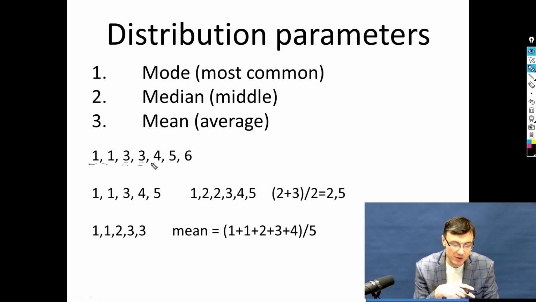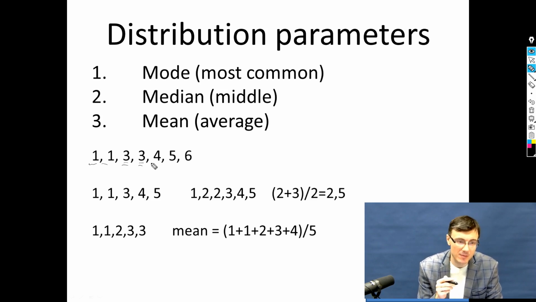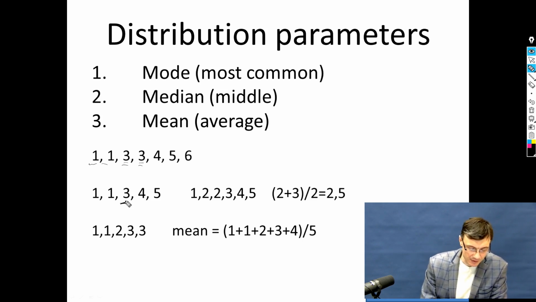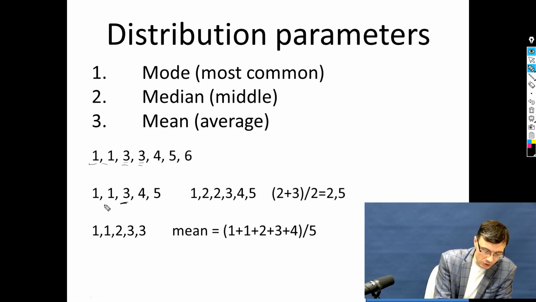If you go to the median, it's simple to calculate if you have an odd number of values in your set. You get the middle one, so it's 2 numbers to the left and 2 numbers to the right.